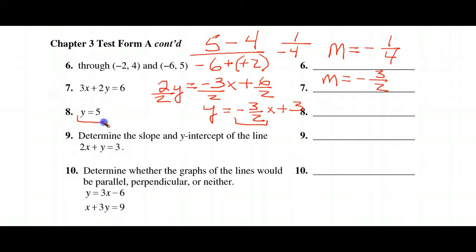Now we just had this one for number 5. Y equals b is a horizontal line. The slope of a horizontal line is 0.